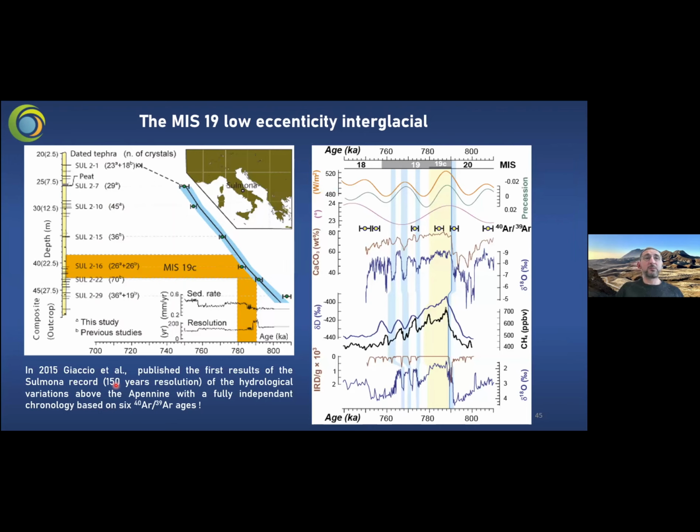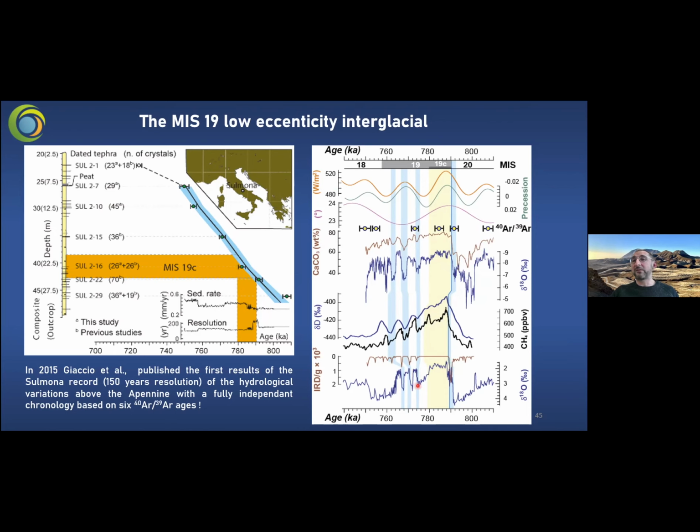This is what we published in 2015. This is the first publication that we did on this particular record, which has a 150-year resolution of hydrological variation in the Apennine, with all these independent argon-argon ages to control the age. This allowed us to construct an independent chronology that we compared with EDC and with the high-latitude marine sediment cores.